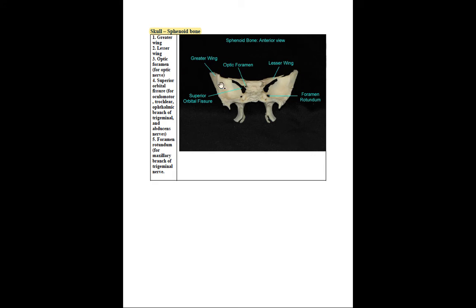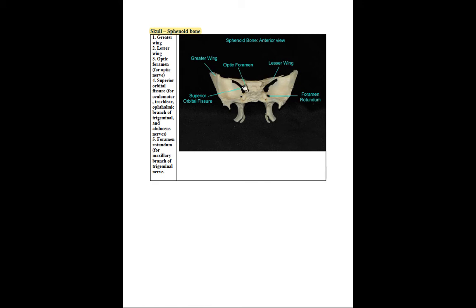So now we have the sphenoid bone here. This is from a blasted skull where they took out the sphenoid bone, and you can really see that it has this nice butterfly shape. So features that you need to know for the sphenoid bone: the greater wing. It looks like the big wings of a butterfly. Then the lesser wings here.